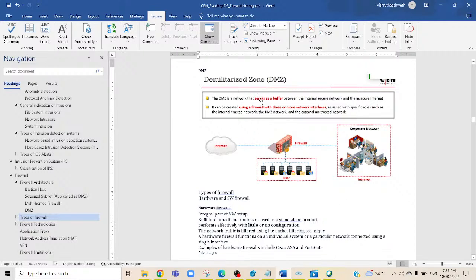So DMZ is a network that serves as a buffer between the internal secure network and the insecure internet. It can be created using a firewall with three or more network interfaces assigned with specific roles such as internal trusted network, the DMZ network, and the external untrusted network.